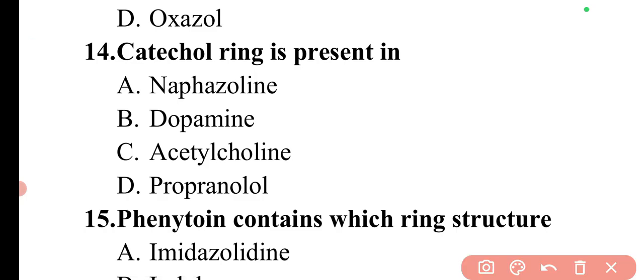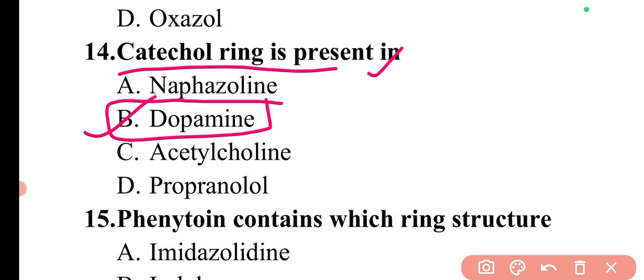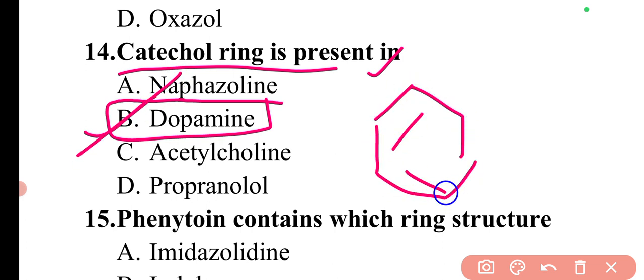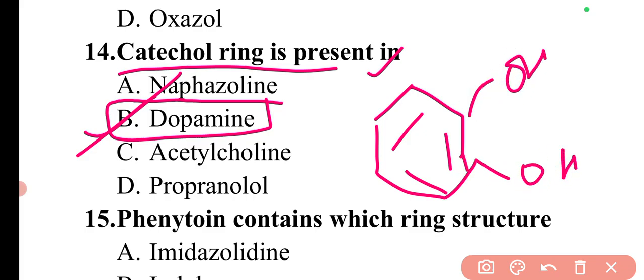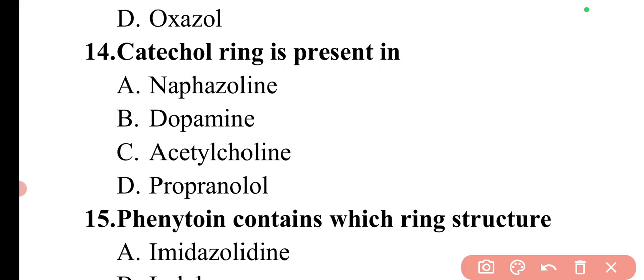The question is, catechol ring is present in. So the catechol ring is basically present in dopamine. We can see the catechol ring in dopamine as well as norepinephrine, as well as epinephrine. So in different compounds the catechol ring is present. Here dopamine will be the correct answer. What is a catechol ring? It is simply a benzene ring with two alcohol groups attached at adjacent positions. So this is a catechol ring.